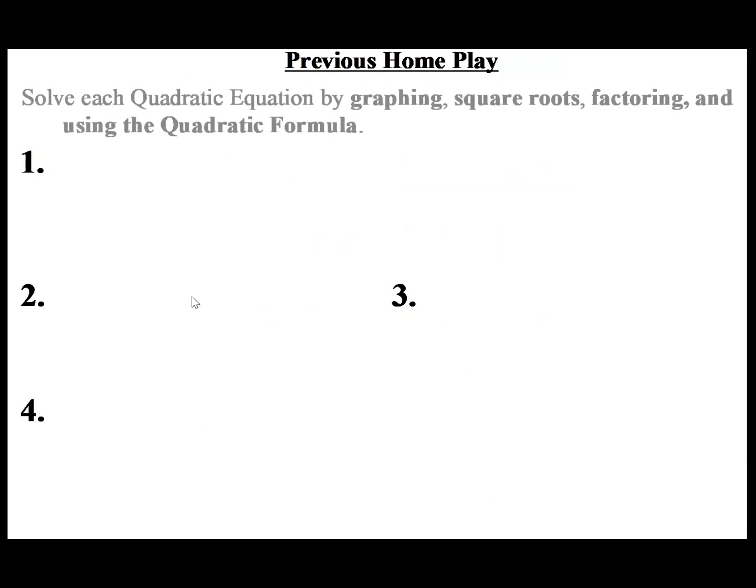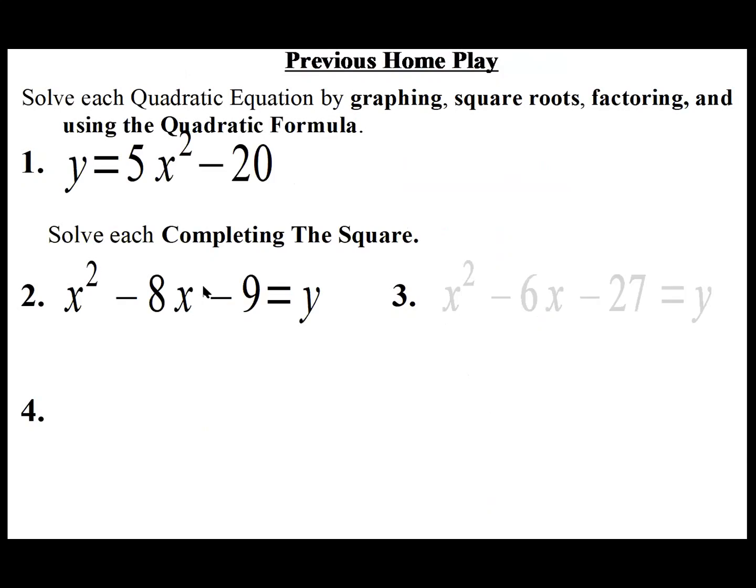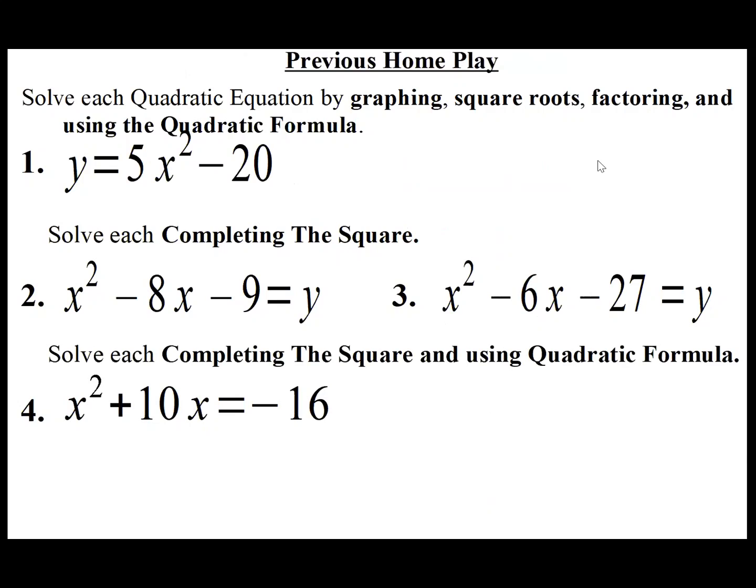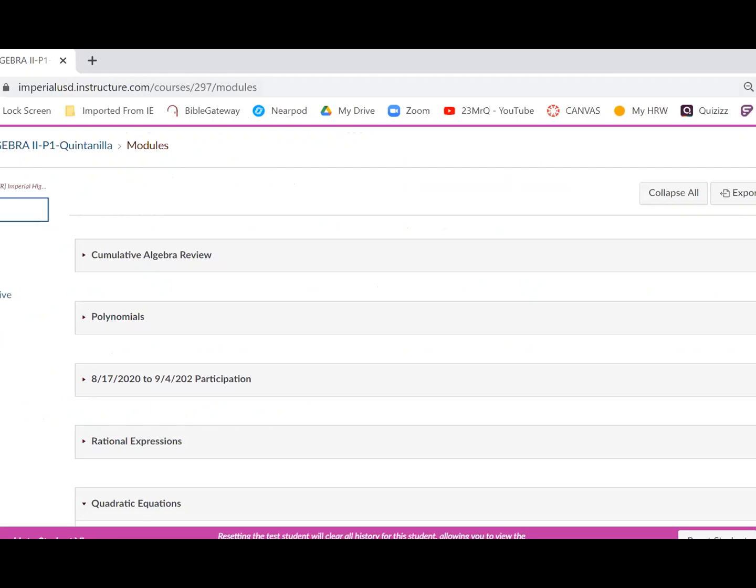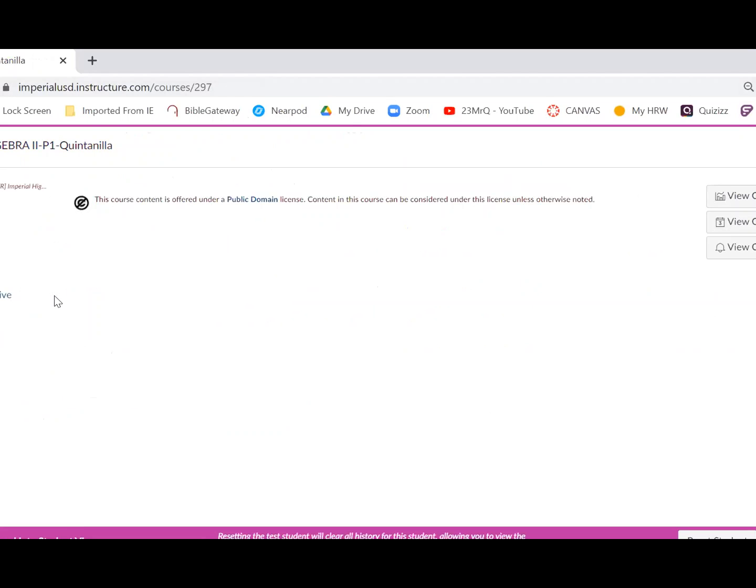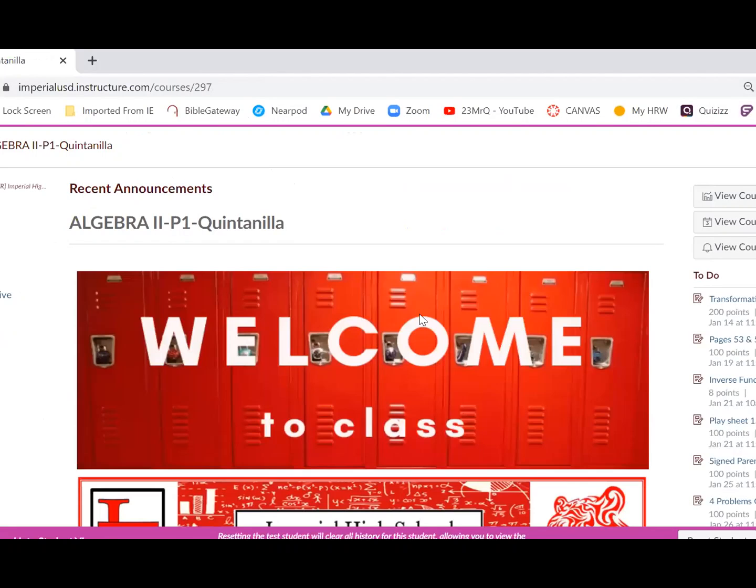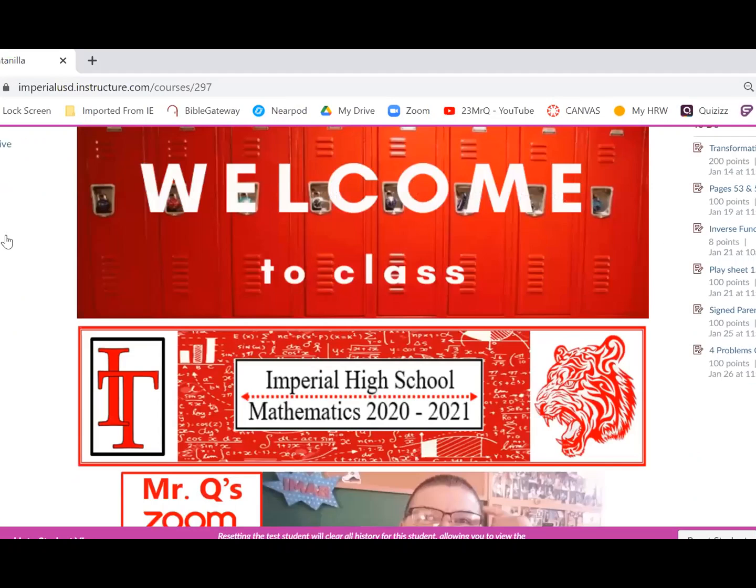And your previous homework is on the screen. You had 4 problems to do, and you needed to solve them using either graphing, square roots, factoring, quadratic formula, or completing the square. Turn that in on Canvas, please. Now, on Canvas, if you are on your home page, which looks something like this, make sure you go to modules.